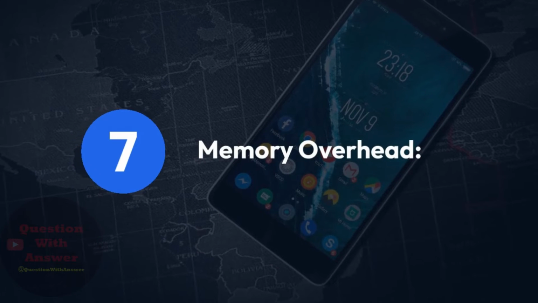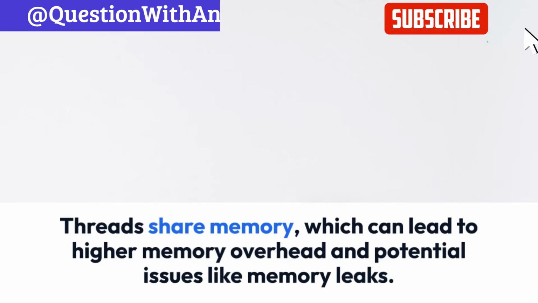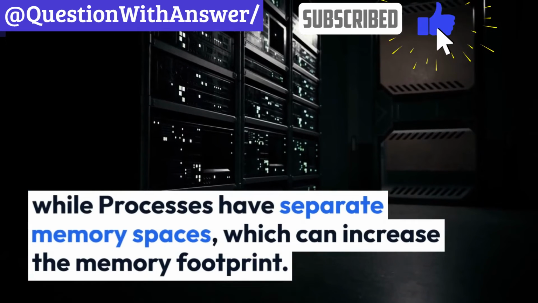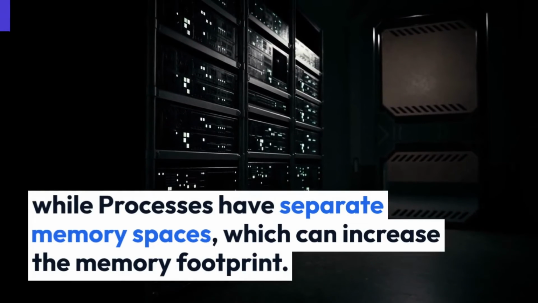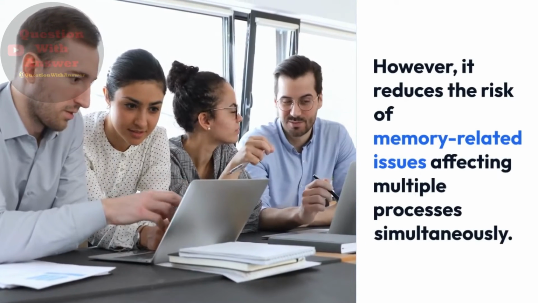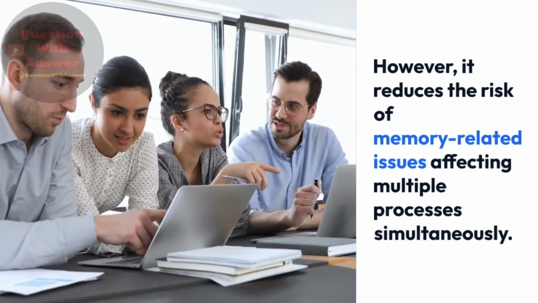7. Memory overhead. Threads share memory, which can lead to higher memory overhead and potential issues like memory leaks. While processes have separate memory spaces, which can increase the memory footprint. However, it reduces the risk of memory-related issues affecting multiple processes simultaneously.